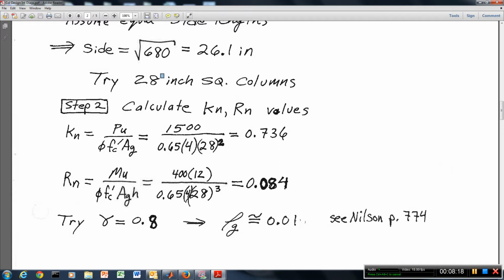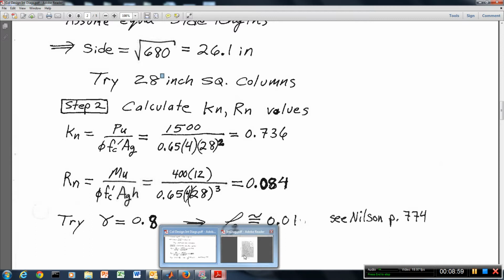We have also here F sub C prime of 4 KSI, and then we have 28 inches cubed because we have A g times H. And since it's a square column, that's why we have the two side lengths multiplied together times the height, which is also the same as the side length. We get 28 cubed, and we get a value here of 0.084.